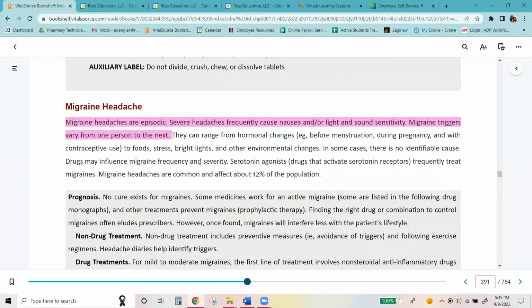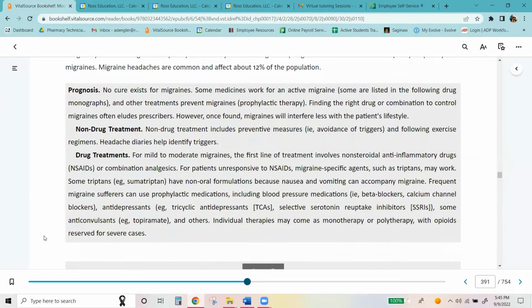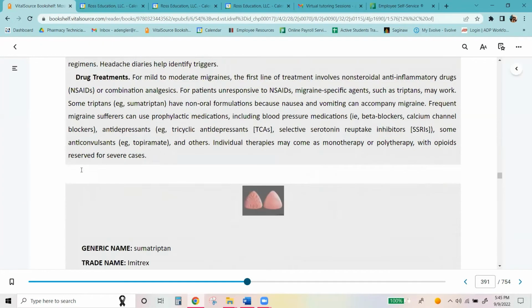Migraine headaches are episodic. Severe headaches frequently cause nausea and or light and sound sensitivity. Migraine triggers vary from one person to the next. They can be from hormonal changes, food, stress, bright lights, or other environmental changes. In most cases, there is no identifiable cause. Drugs can influence migraine frequency and severity. Serotonin agonists frequently treat migraines. Migraines are common and affect about 12% of the population. There's no cure for migraines right now, and you can look at some non-drug treatments and drug treatments.